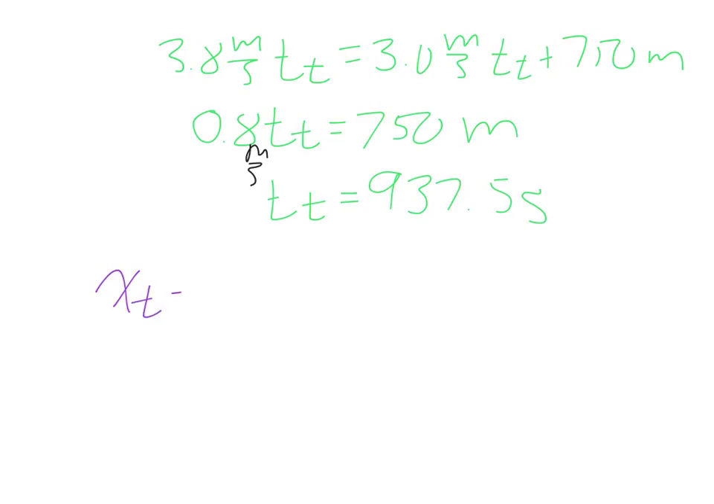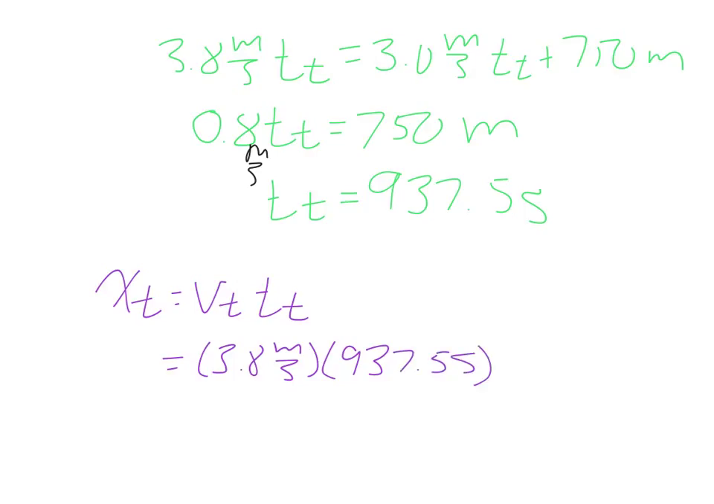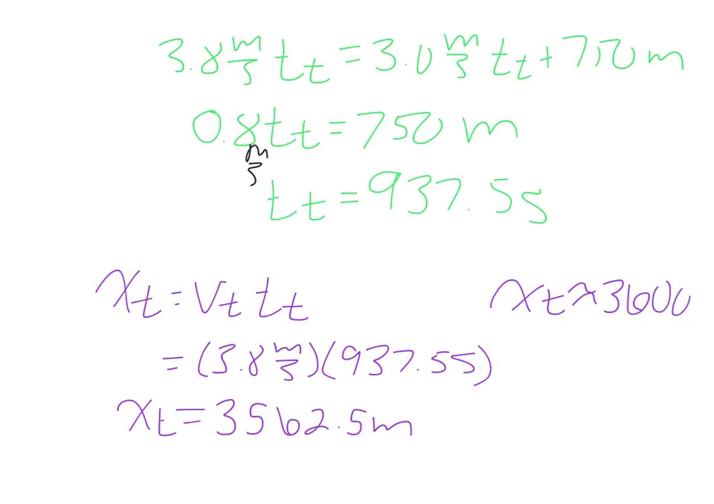I know that my total distance is equal to my total average speed times the total time. So this equals 3.8 meters per second times 937.5 seconds. Multiplying those together gives me a total distance of 3,562.5 meters. Only 2 sig figs, so this rounds to approximately 3,600 meters for the whole walk.